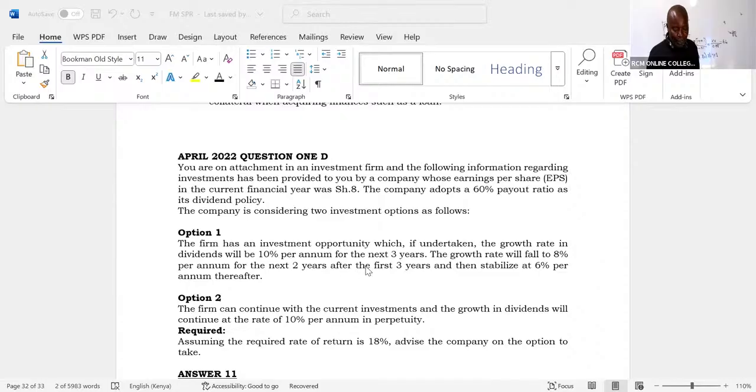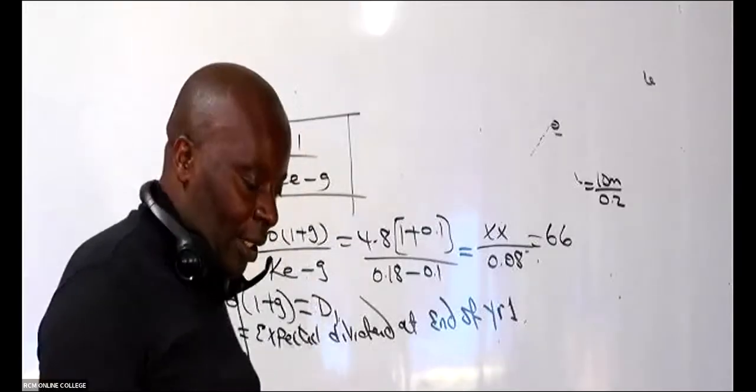Next 2 years. I think this "after first 3 years" is misplaced here. Yeah, for the next 2 years, after the first 3 years, it's correct. And then stabilize at 6%. There is no problem. So, ladies and gentlemen, this one, I will be able to get it very well. Now, please listen to me very well.